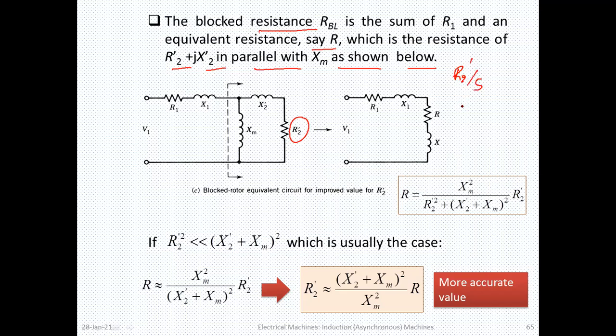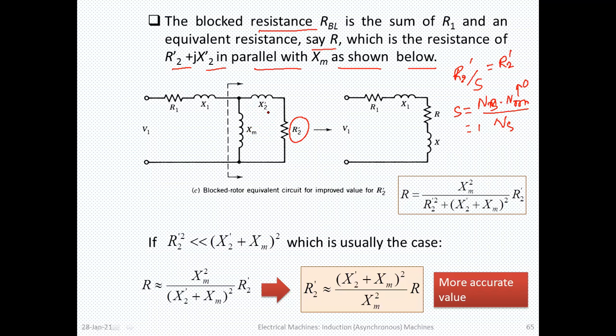blocked rotor test, slip is equal to (Ns minus Nr) divided by Ns. For the blocked rotor test, Nr is 0, so slip here becomes 1. So this resistance R2 dash by s also becomes R2 dash. That is why it is written R2 dash here. This is X2 dash. This is the rotor resistance referred to the stator side. And this is the Xm part.